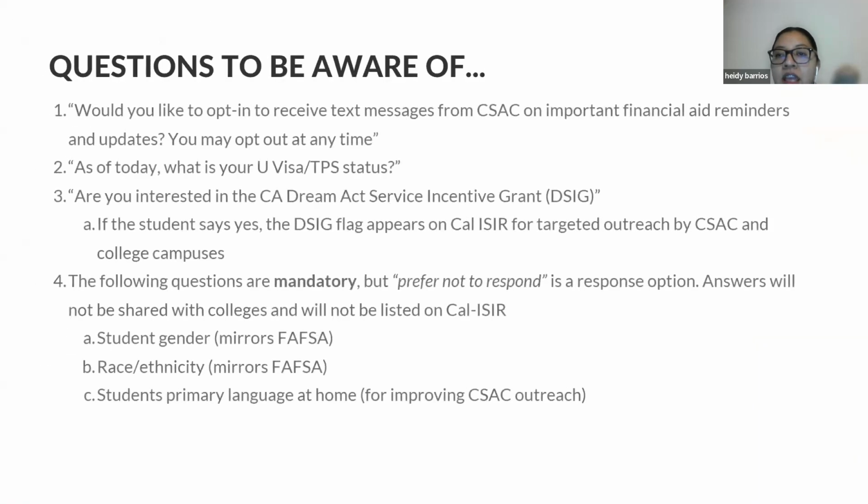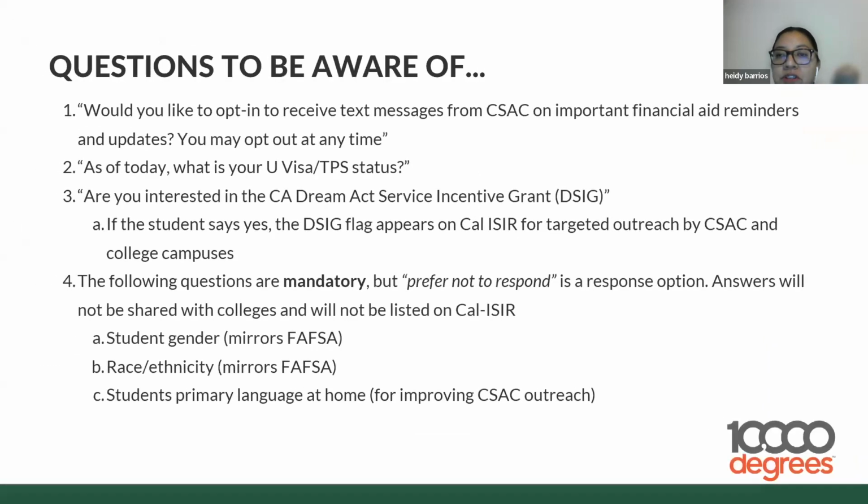All right. And then we also have some questions to be aware of. So would you like to opt in and receive text messages from CSAC for important financial aid reminders and updates? And then students are able to opt out at any time. As of today, what is your U visa TPS status? Are you interested in the California Dream Act service incentive?